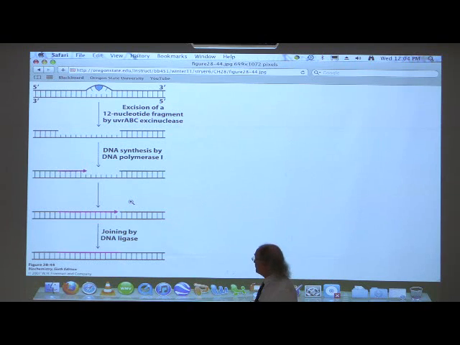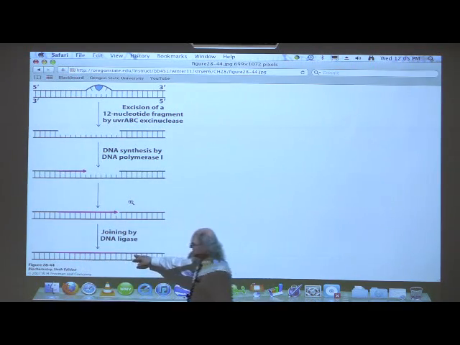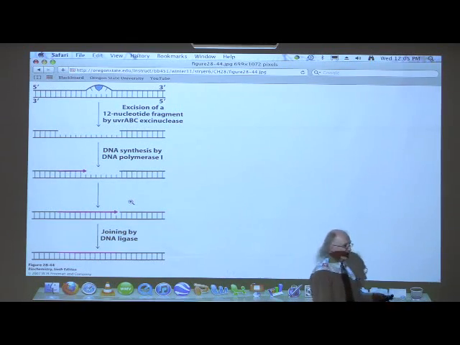fills in. And every time we fill in a gap like that, we not only have to have a DNA polymerase, we also have to have DNA ligase because that last phosphodiester bond is not made by the polymerase. So we have to have a DNA ligase. The previous slide didn't show DNA ligase, but in fact it is also needed for completing the process. At this point, the DNA is good to go.